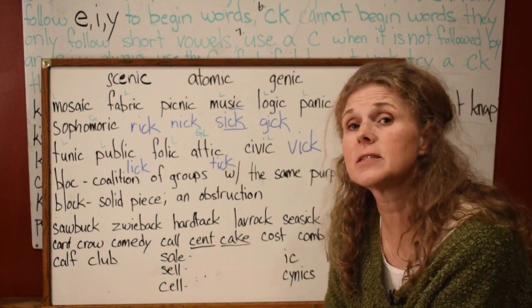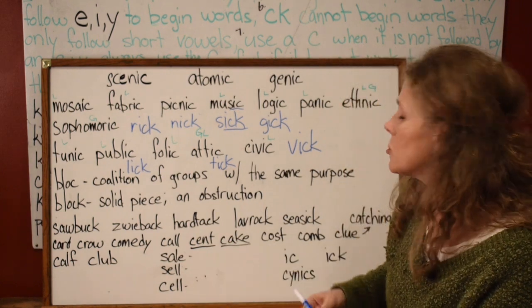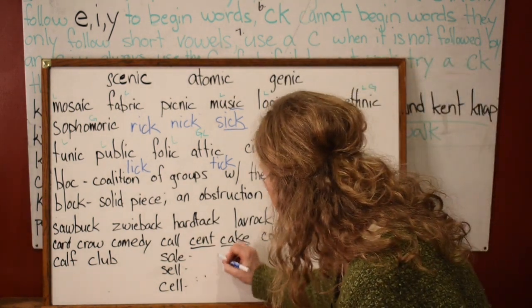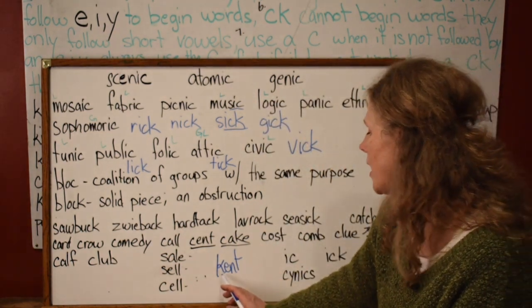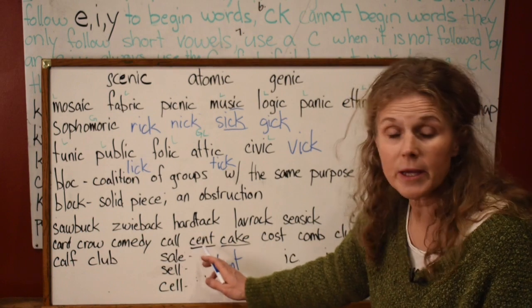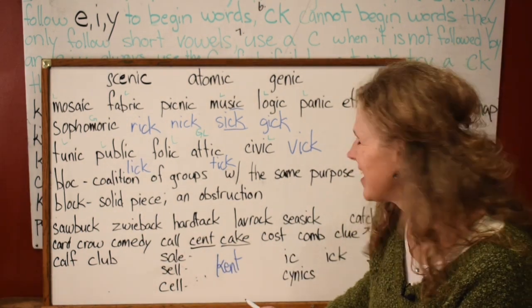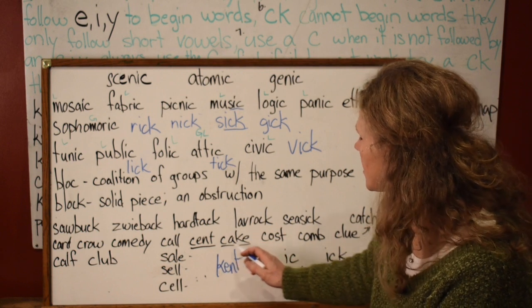It turned into S because this is an E, I, or Y. So if we wanted it to say Kent, you would have to spell it that way. Now this is a real word. It means 100.